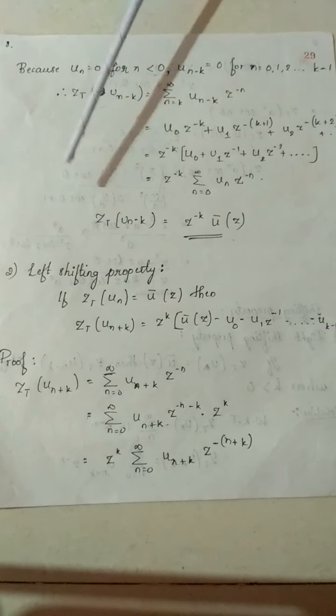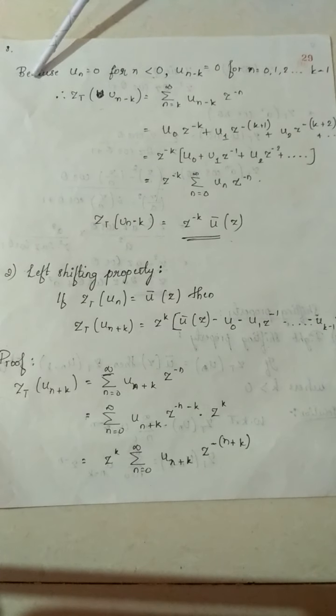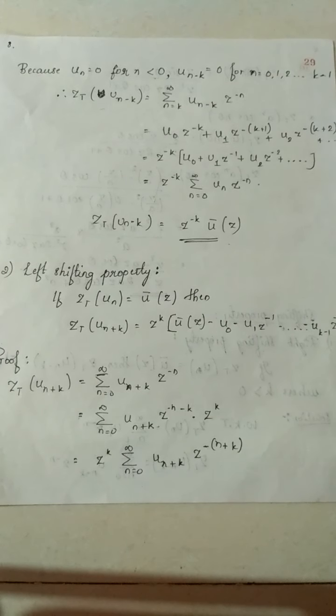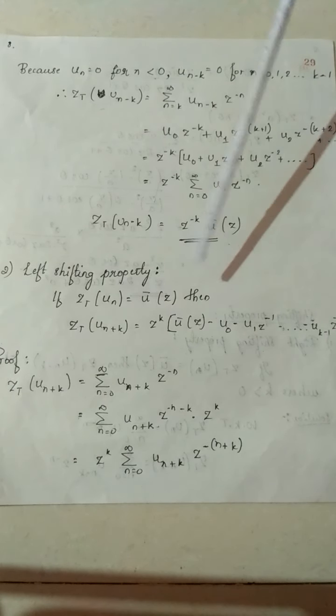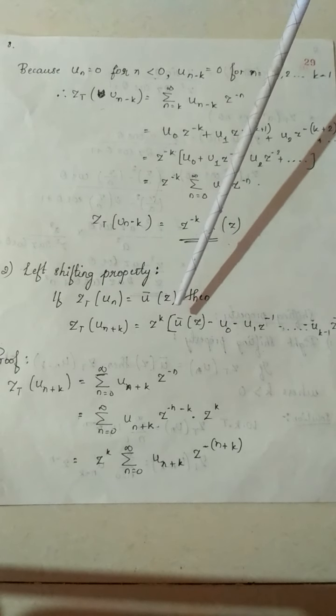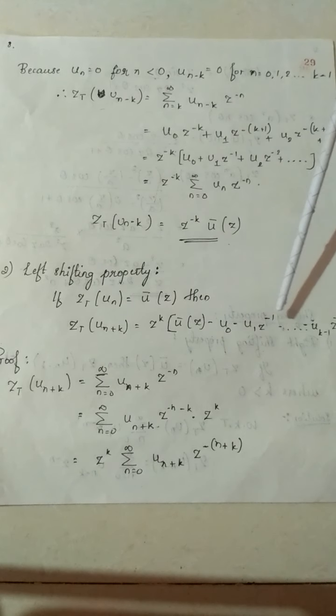Now let us see the left shifting property. It says if the z transform of u n is equal to u bar z, then the z transform of u of n plus k is nothing but z raised to k times u bar z minus u naught minus u1 z raised to minus 1 and so on, up to u k minus 1 z raised to minus of k minus 1. Now let us see the proof.